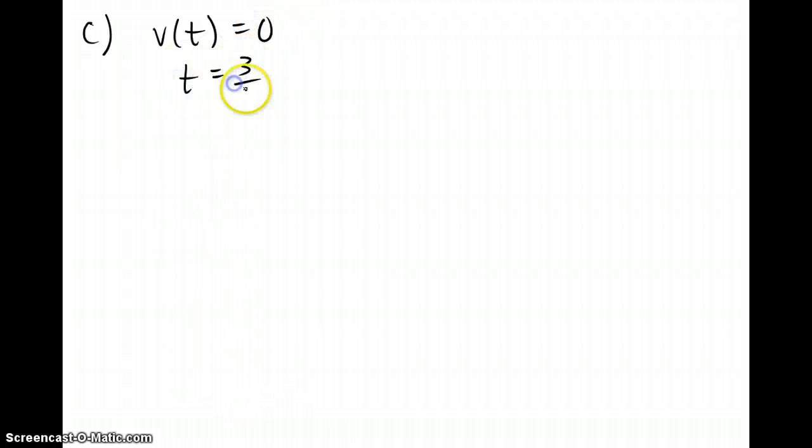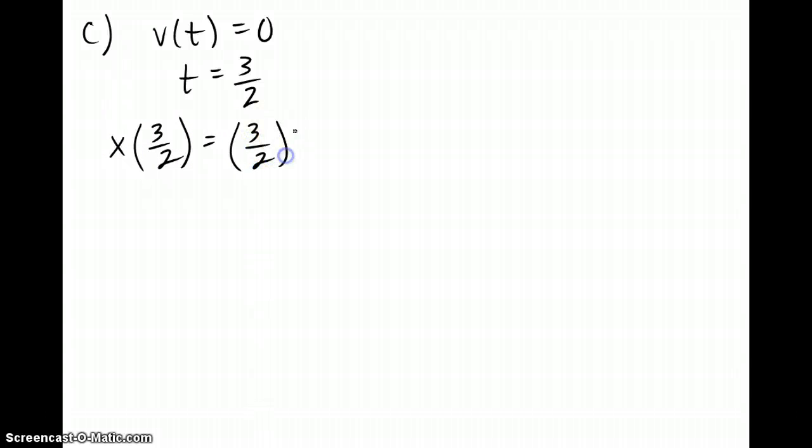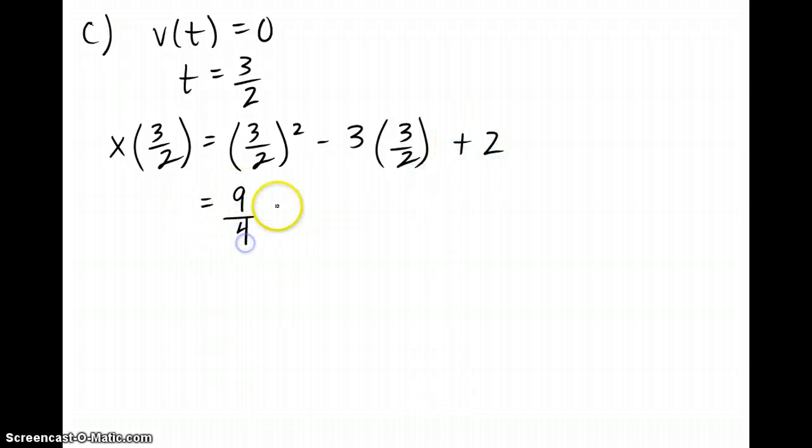Part C, find the position of the particle when the velocity is 0. So we found the velocity is equal to 0 when t is equal to 3.5. So find the position. Let's plug that back into the position function. t squared minus 3t plus 2. Squaring 3 halves, we get 9/4 minus 9 halves plus 2.